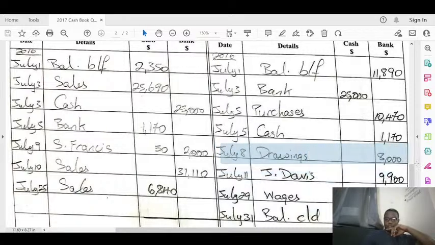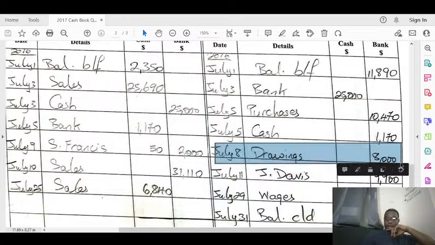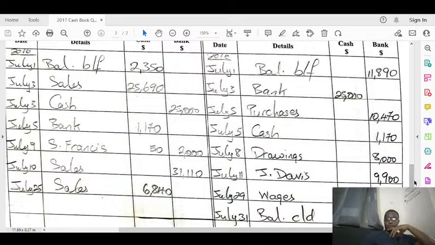So this is the transaction, right? July 8th, drawings, and the amount is what? $8,000. It's on the credit side of the cash book because money is coming out of the account. And it's in the bank column because they say that they took the money from the bank. All right, so that's the explanation. All right, the next transaction.